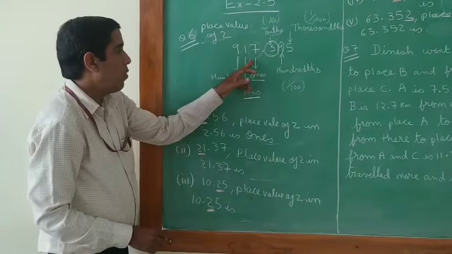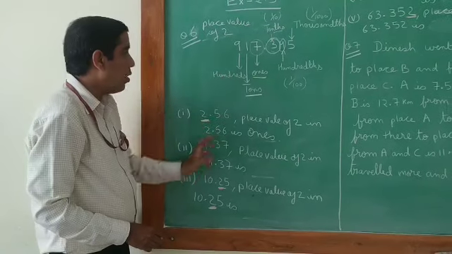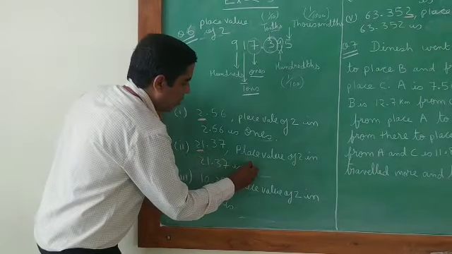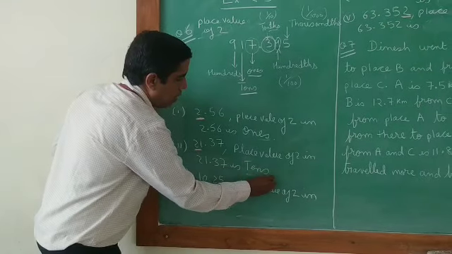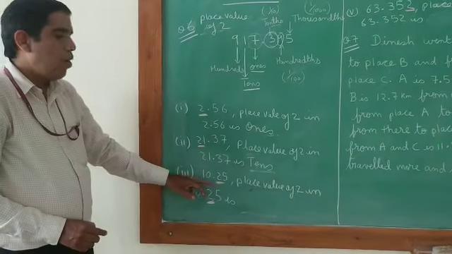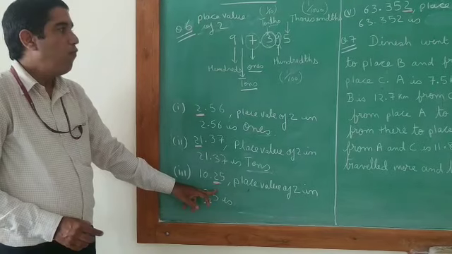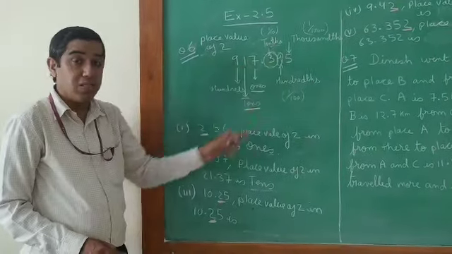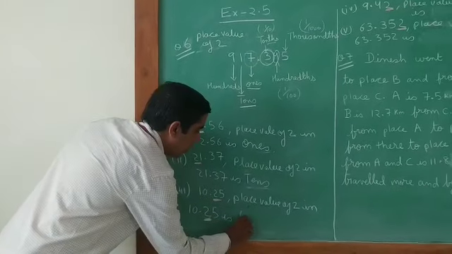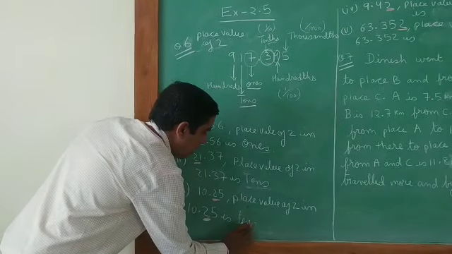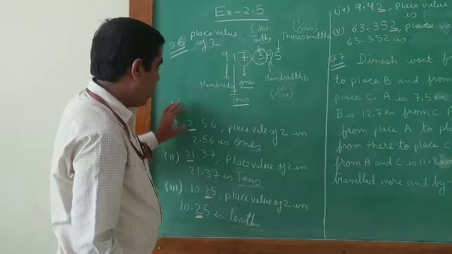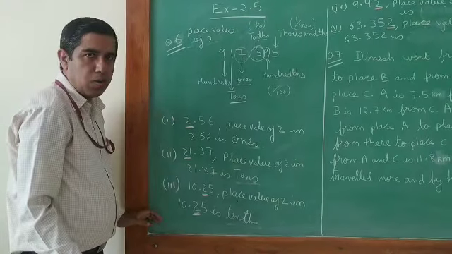Now 21.37. Here, instead of ones, 2 comes in the tens place. So the answer is tens. Now 10.25. Just after the decimal, what is the place value? It is tenth. I think the first, second, third parts are clear to you.